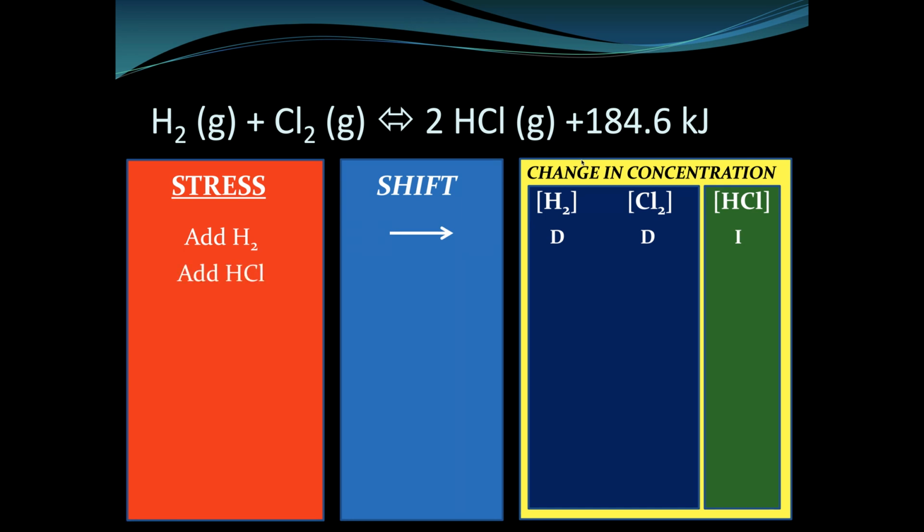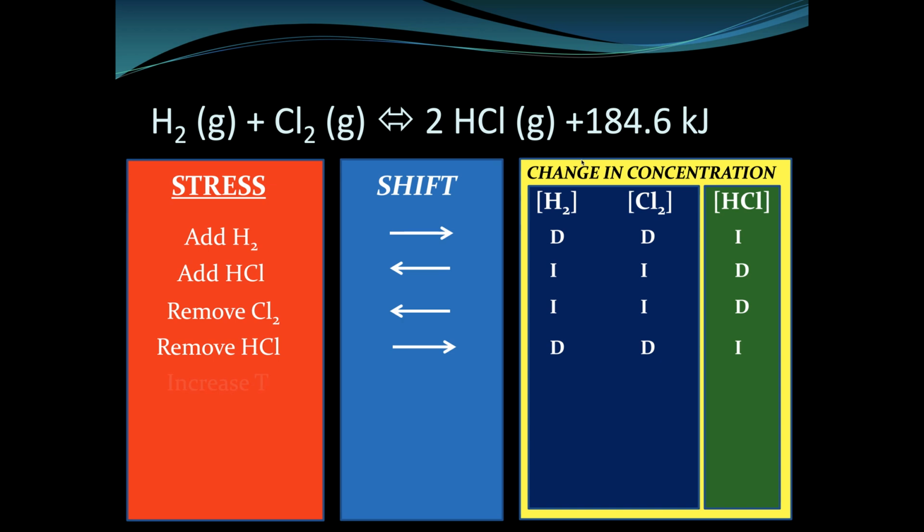If we add HCl, the equilibrium will shift away from HCl, bringing its concentration down and the stuff on the other side up. If you remove Cl2, the equilibrium will shift towards Cl2 to make more of it by using up HCl. If you remove HCl, the equilibrium will shift forward, using up H2 and Cl2 so you can bring the amount of HCl back up again. If you increase the temperature, the equilibrium will shift in the endothermic direction, away from heat, bringing the reactants up and the products down.